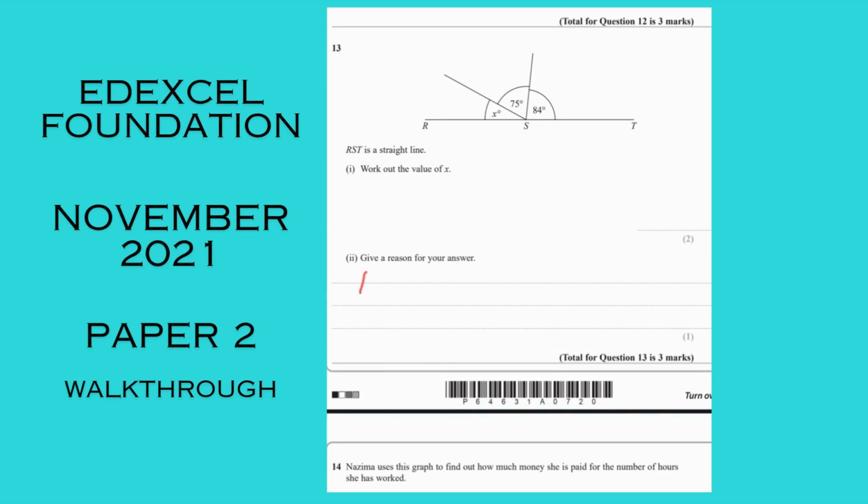I'll do the reason first. So as we can see, it's a straight line. Add up to or make 180. So your job on your calculator is 180, take away 75, take away 84, and we get a 21 for our answer.